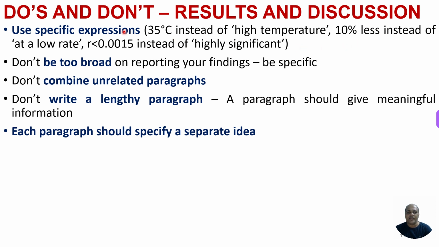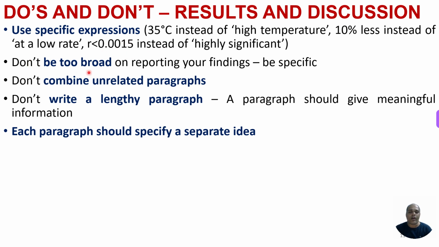In the same way, instead of specifying a low rate, I can give something like 10% less, or 20% less, or 25% less, or 30% more. So like that we can define it. Then instead of saying highly significant, I can give something like p is less than some value, 0.0015. So I can give some condition here, something like that I can specify.